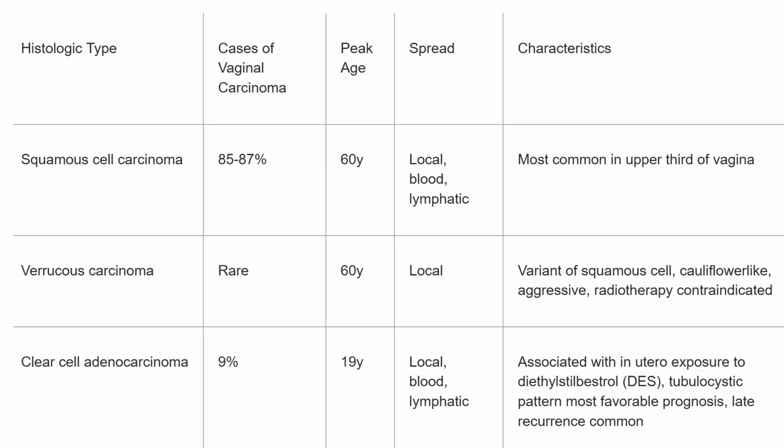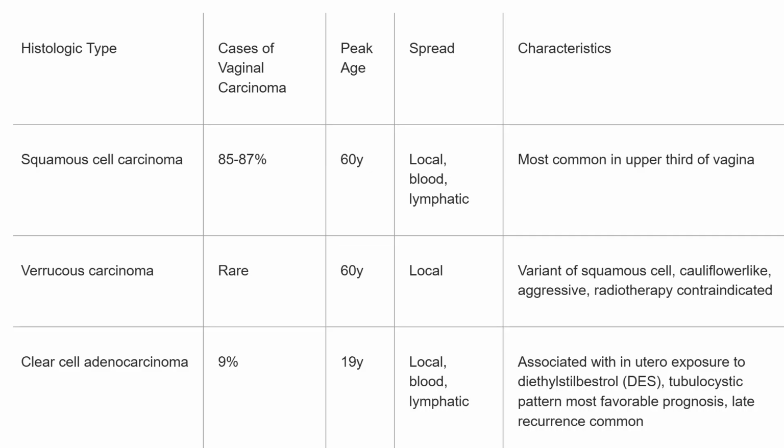The histological types of vaginal cancers: squamous cell carcinoma is the majority, seen in 85 to 87%, usually in old age, like 60 years or beyond. The spread is local, or by bloodstream or lymphatics, and it is usually seen in the upper third of the vagina, the superior third. Verrucous carcinoma is rare, again seen in old age, and the spread is only local. Usually it has a cauliflower-like appearance, radiotherapy is not needed, and simple local surgical treatment would be enough.